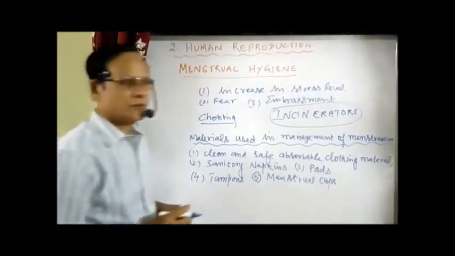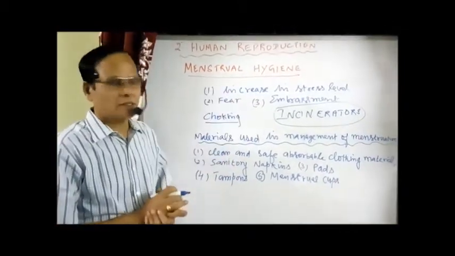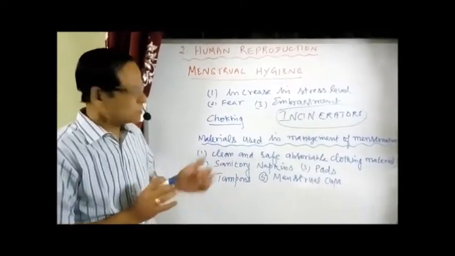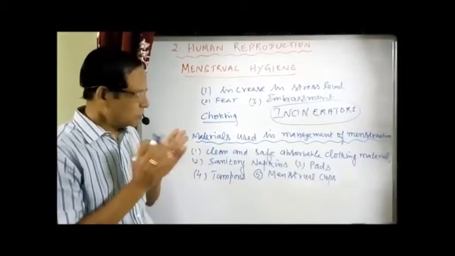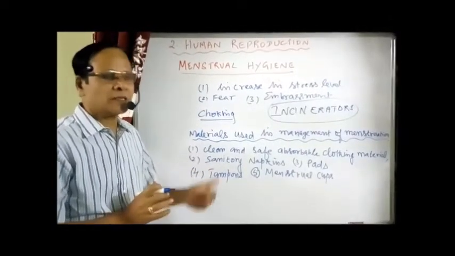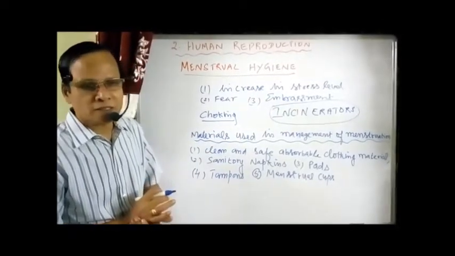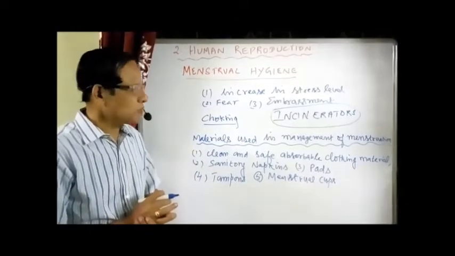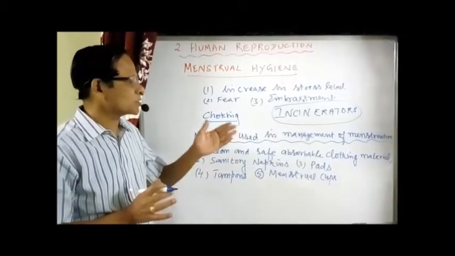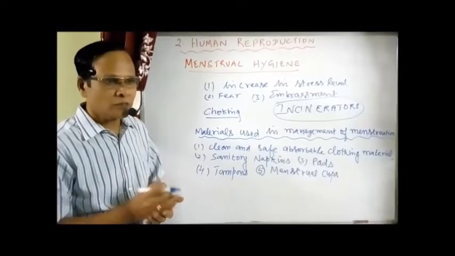Municipal incinerators. So you have to remove the waste material from the menstrual cycle, and that is one of the eco-friendly measures to dispose of menstrual waste scientifically and hygienically, by the use of incinerators. What is incineration? Burning into ashes. The medical waste is also disposed of by means of incineration. So you have to make the materials burn into ashes.